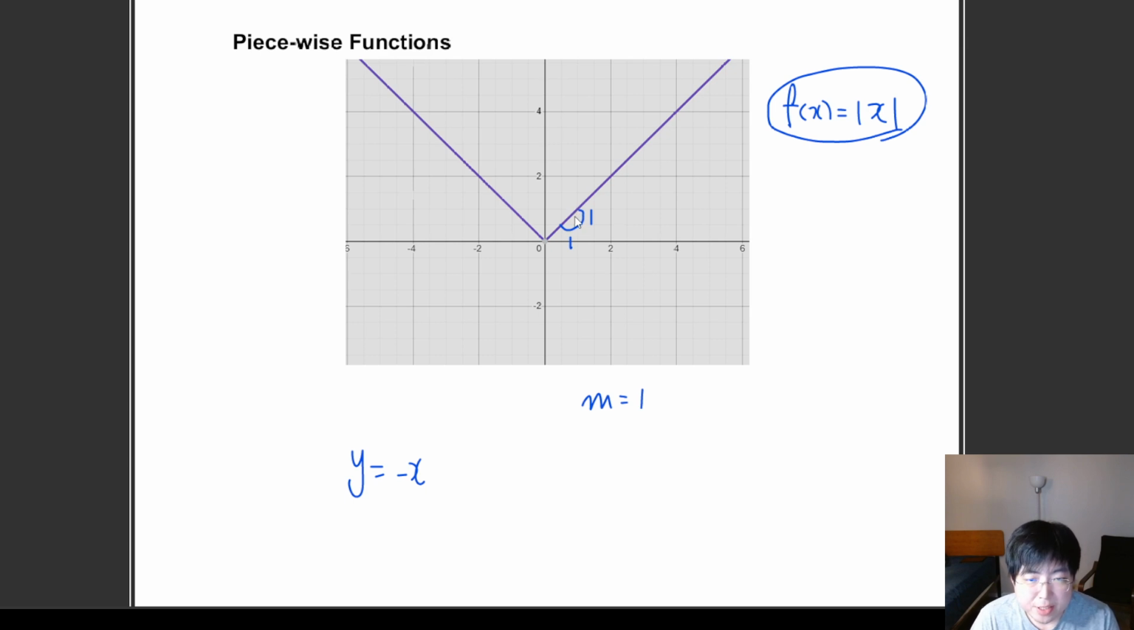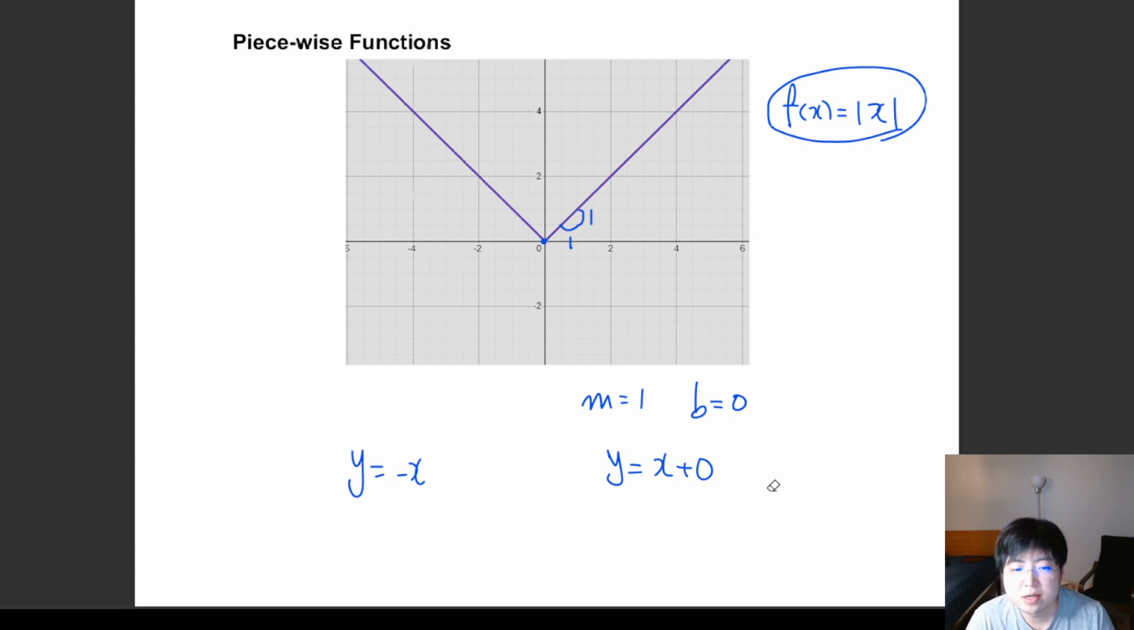And how about the y-intercept? Again, the y-intercept is the same. It's where the graph intersects with the y-axis, which is at the origin, 0, 0. So b is 0. Therefore, the equation for the right side is y equals mx plus b, so m is 1, 1 times x is x, and plus b is 0, so plus 0, or we can just ignore it. So the right portion is y is x.